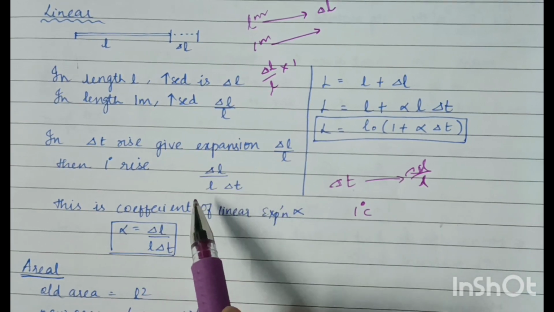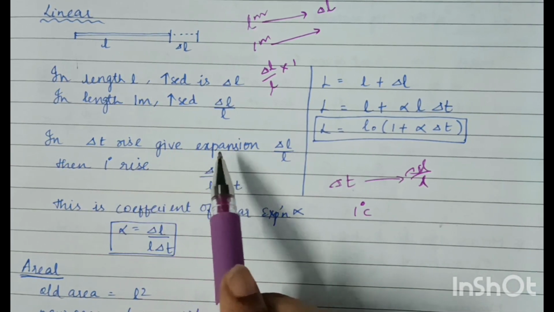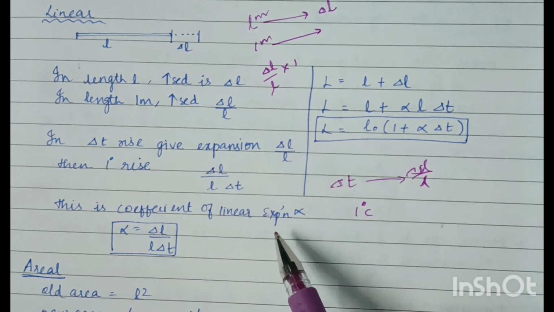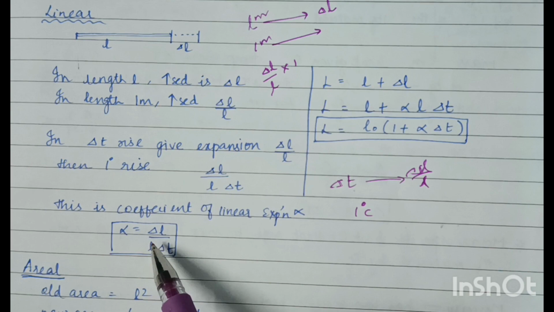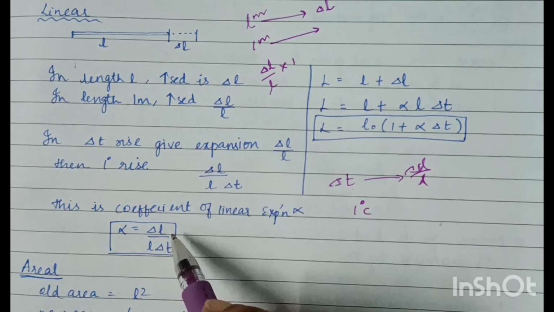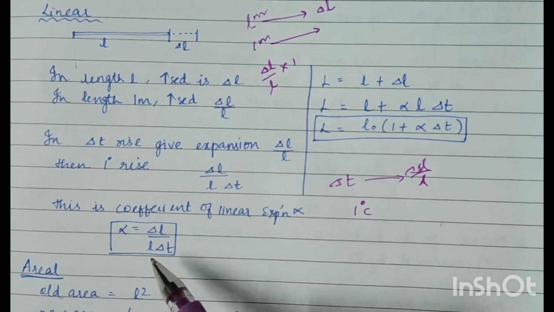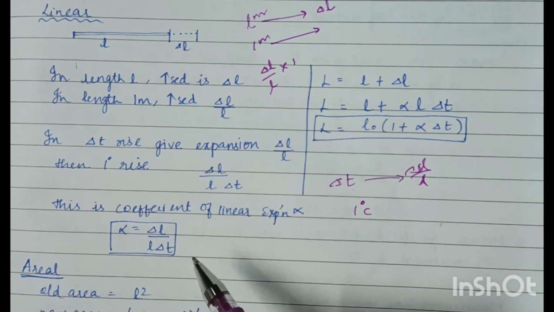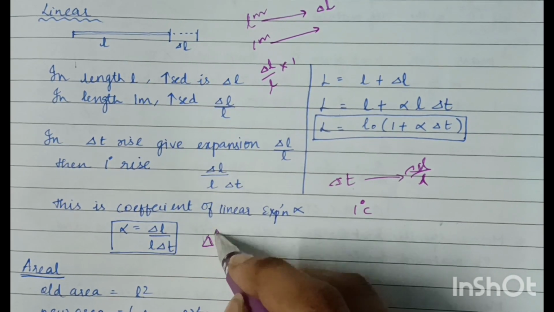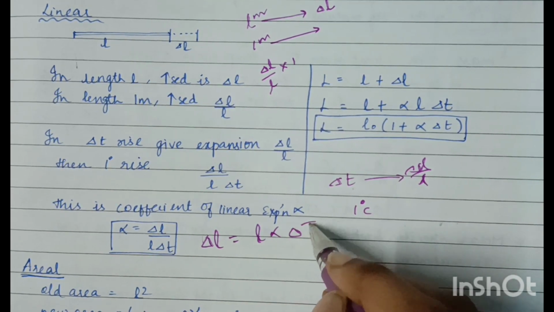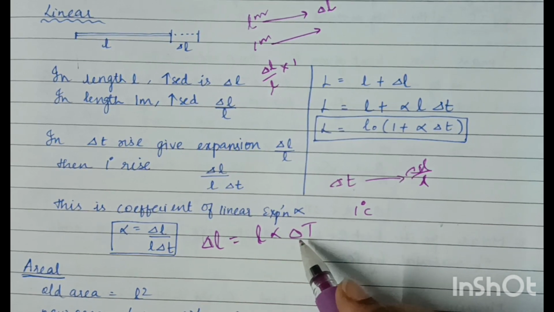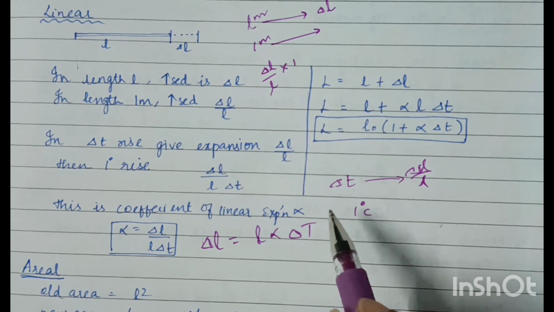This fractional change for a 1 degree rise is called the coefficient of linear expansion, alpha, which equals delta L by L delta T. From this we can write delta L equals L alpha delta T, and this will be useful in many cases. Please remember this: delta L equals L alpha delta T, where L is the original length, alpha is the coefficient of linear expansion and delta T is the change in temperature.